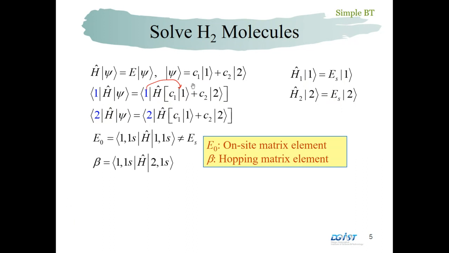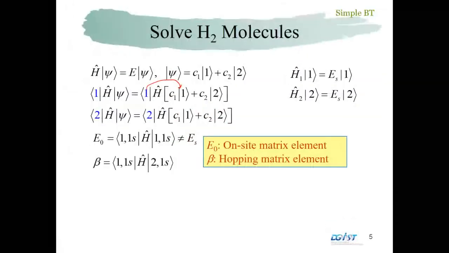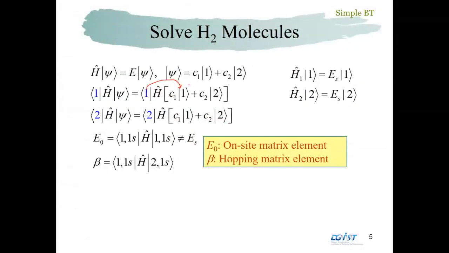Those operations generate the scalar number 1, while those operations generate 0, because we already assumed the orthonormal relations.